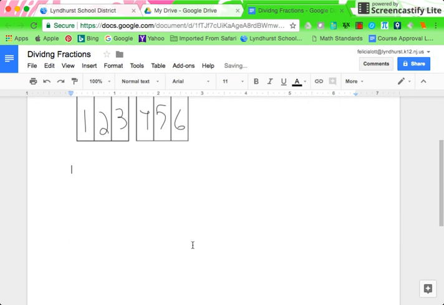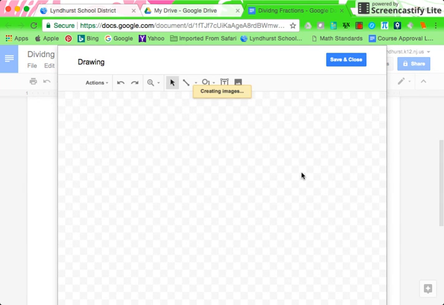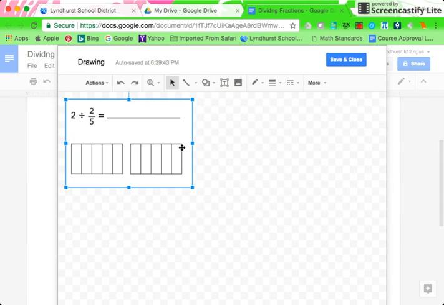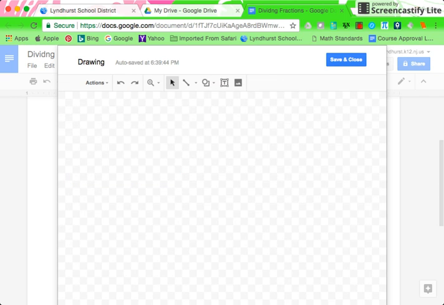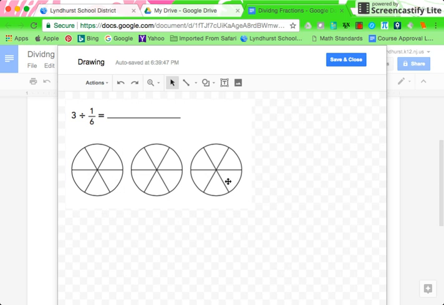Let's try this problem right here. Insert drawing one more time. And now in this case, we're going to do that one next. First, I would like to do this one. In this case, again, notice we have 3 circles. And what are they broken into? 6. Why? Because we need to know 3 divided by 1/6. This 1/6 tells us to break these 3 circles into 6 equal pieces.